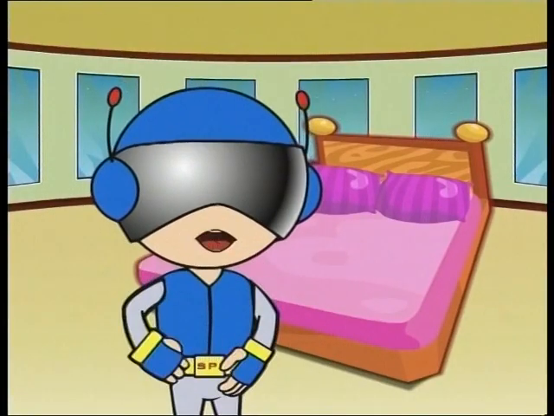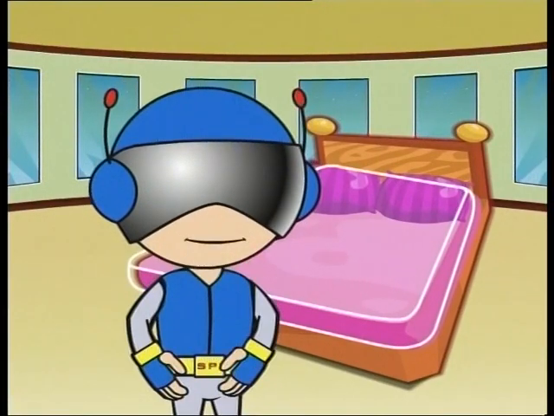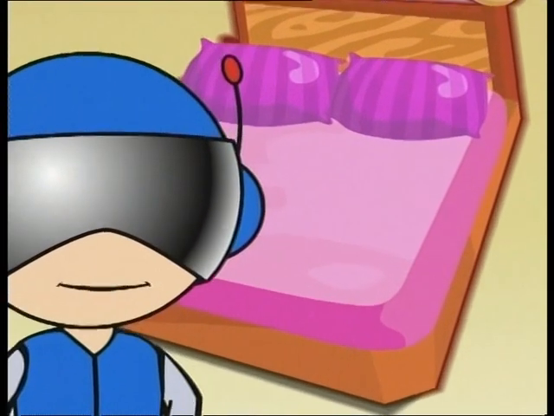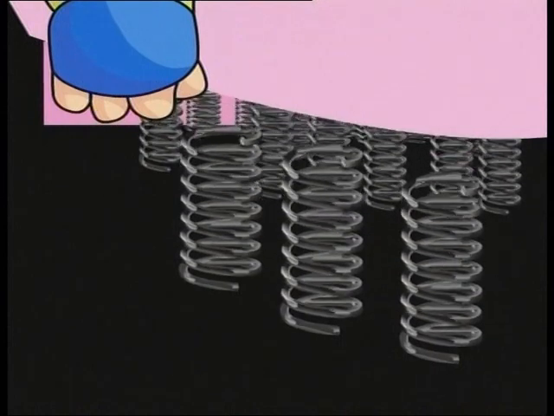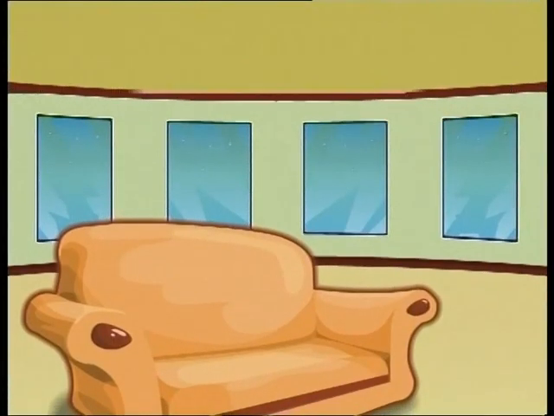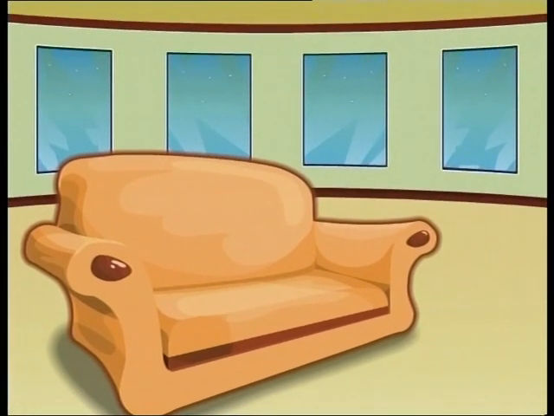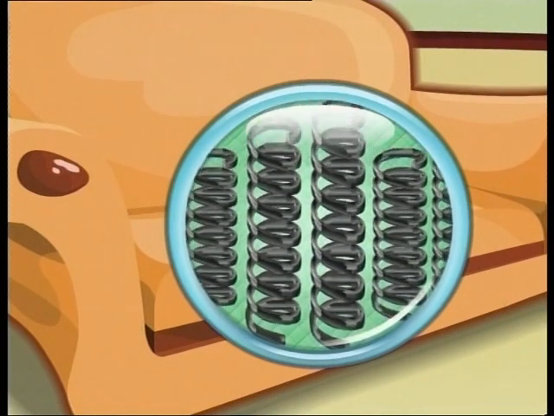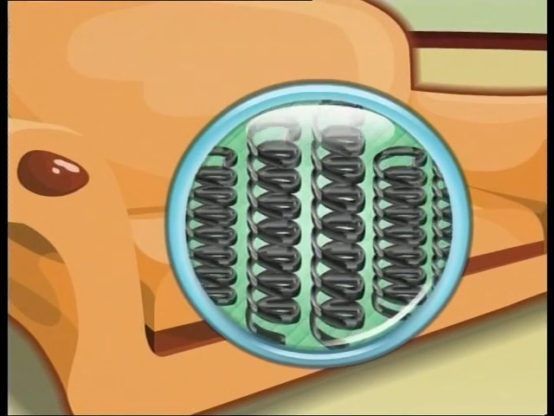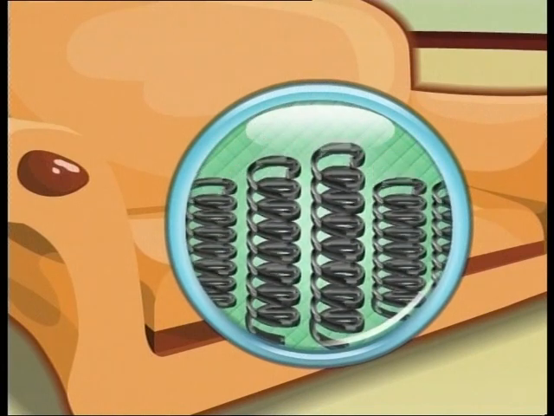These springs support our bodies when we sleep. Actually, there are hundreds of little springs inside a mattress. Their job is to make us comfortable. Look at this sofa. It has springs in it too. The small springs in the sofa help to support us when we sit. That's why sofas are so comfortable.